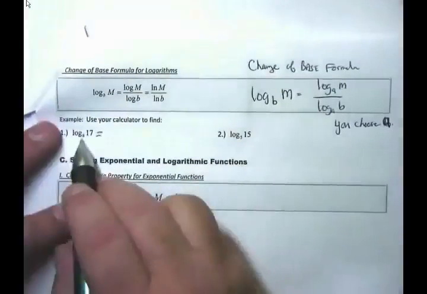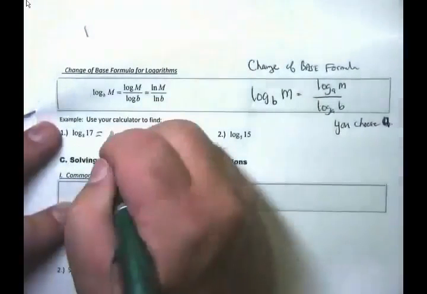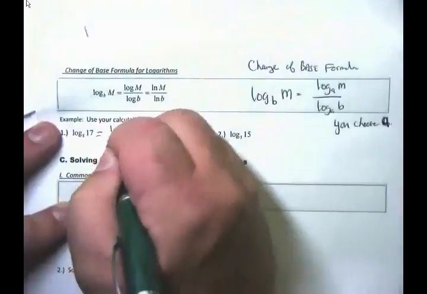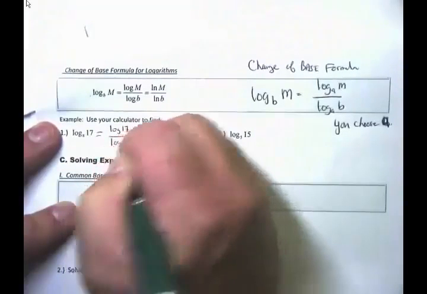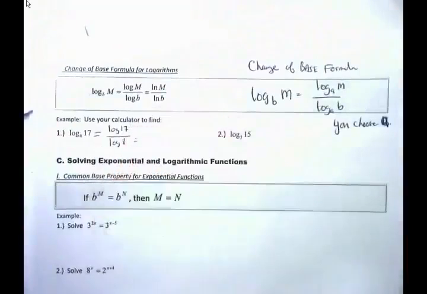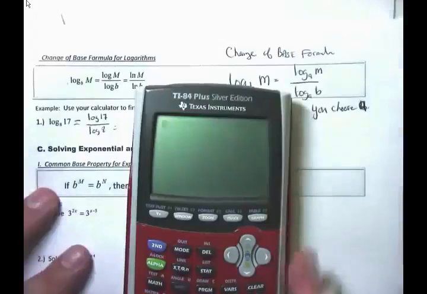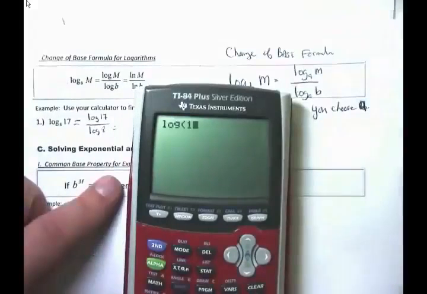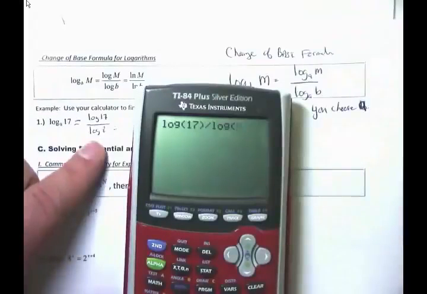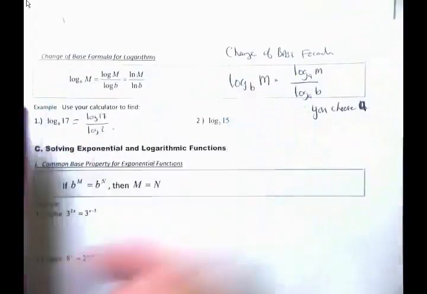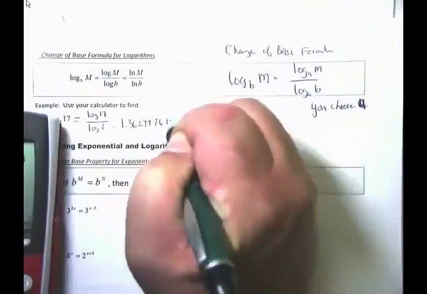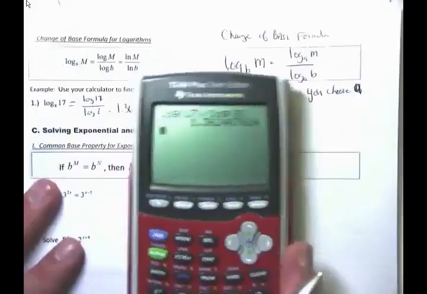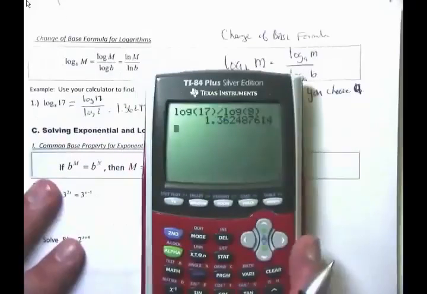So let's do this first problem on the calculator here. What is log base 8 of 17? This is equal to, I'm going to choose common log. That'll be log of the original function, 17, divided by the log of 8. This is the change of base formula. Putting it on my calculator, this is what it would look like. Log of 17. But this time you divide by another log, log of 8. And I get the answer 1.362487614.